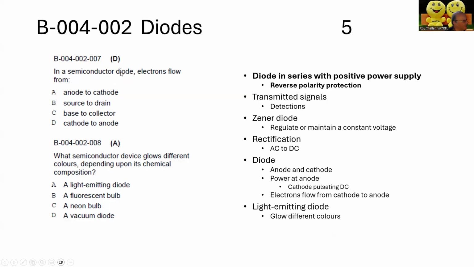In a semiconductor diode, electrons flow from the cathode to the anode. What semiconductor device glows different colors depending on its chemical composition? This would be a special form of diode, and it's known as a light emitting diode or LED.